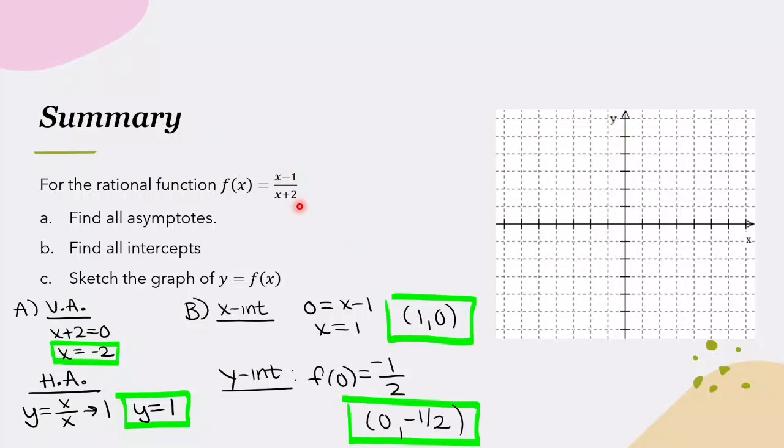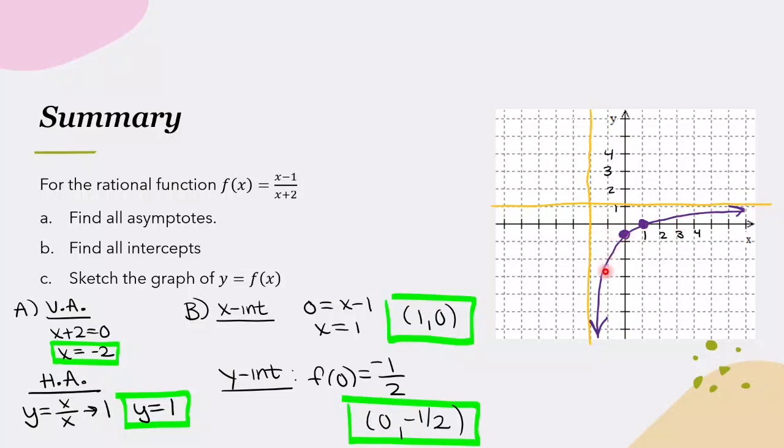Finally, let's put this all together and draw a graph. So to graph a rational function, I usually like drawing in my asymptotes first. So I've got a vertical asymptote, x equals negative 2, and my horizontal asymptote is y equals 1. Those asymptotes are going to help me guide my graph. Then I'm going to plot my intercepts. I have a y-intercept at (0, negative a half) and an x-intercept at (1, 0). So I can connect those points, and I want to make sure that on the right side of the graph, my curve is approaching my horizontal asymptote.